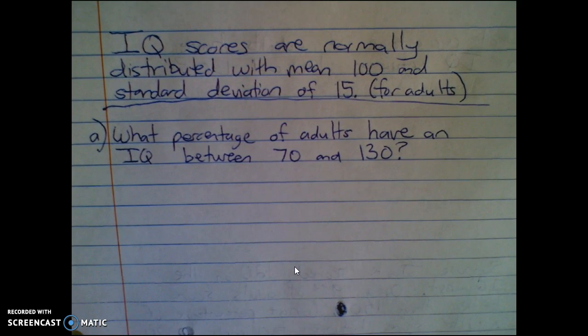You may not understand what a standard deviation is right now, but just understand it's a typical difference from the mean. So if somebody makes an 85 on an IQ score, that's a typical difference away from 100. That would be one standard deviation below the mean. All right, to answer these questions: what percentage of adults have an IQ between 70 and 130?